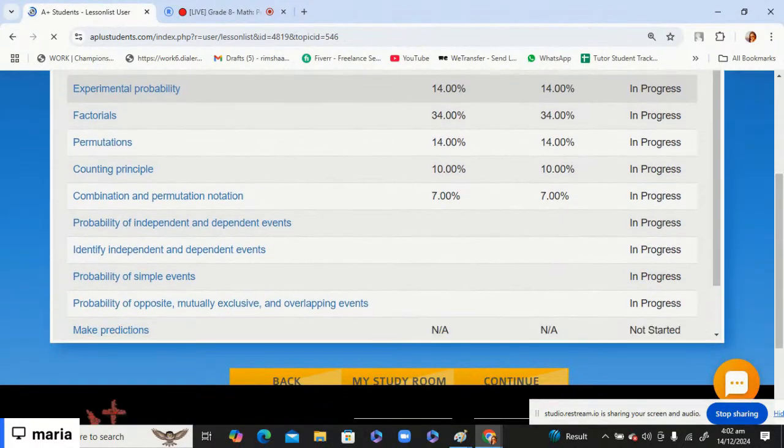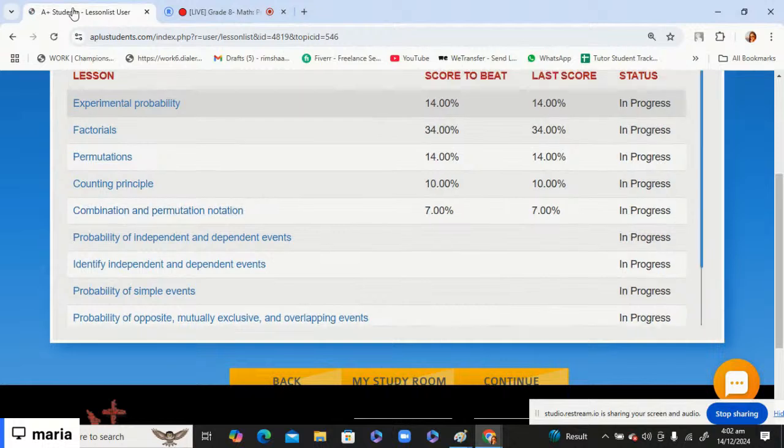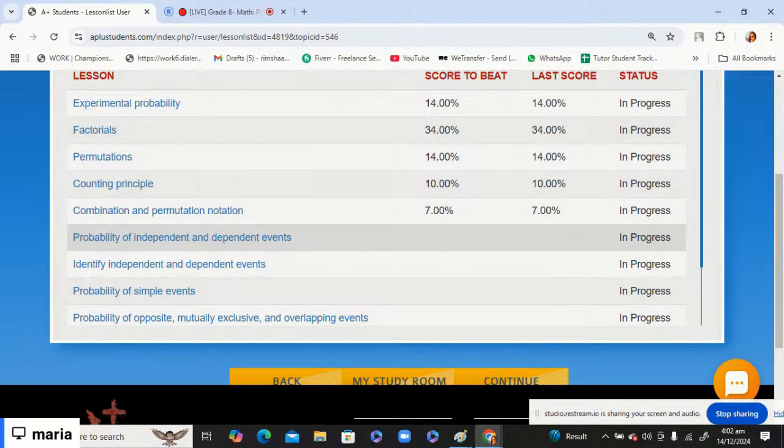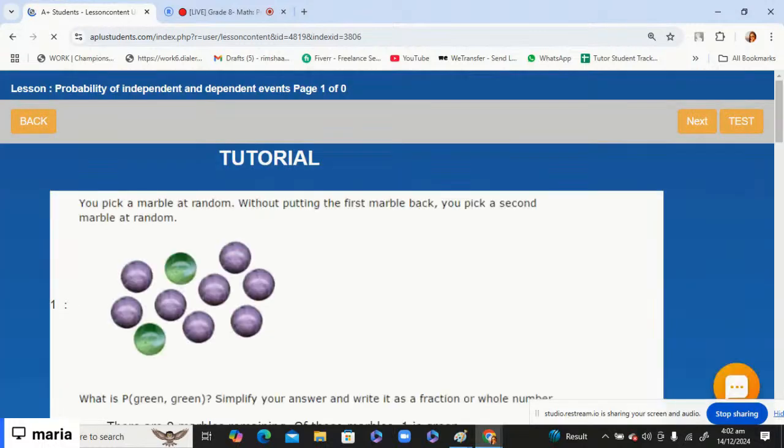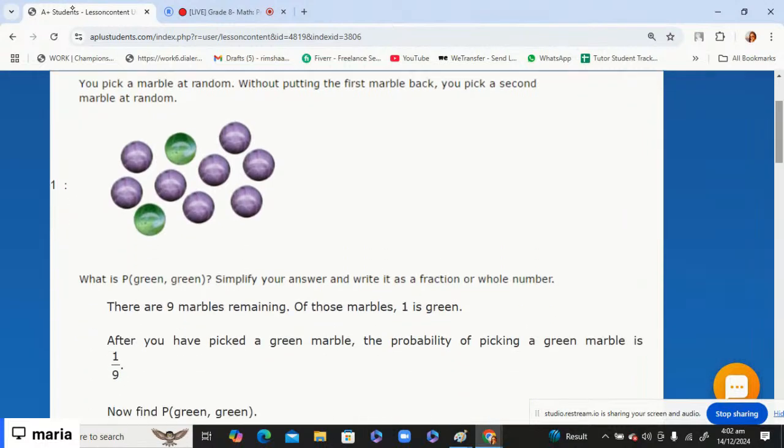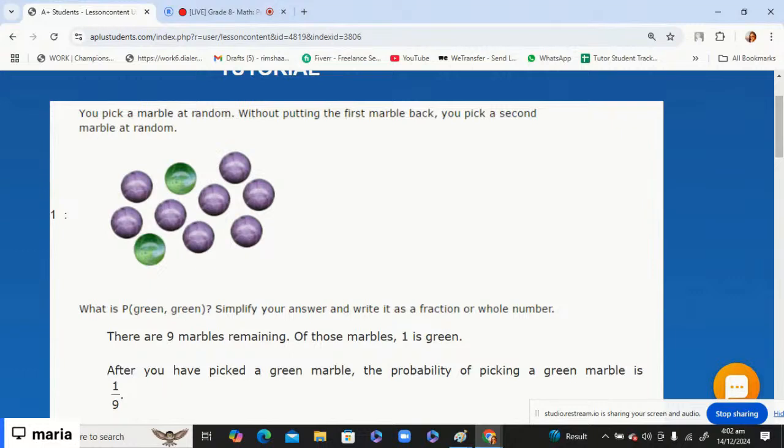And the lesson today we discuss is the probability of dependent and independent events. So here is the lesson, probability of dependent and independent events.